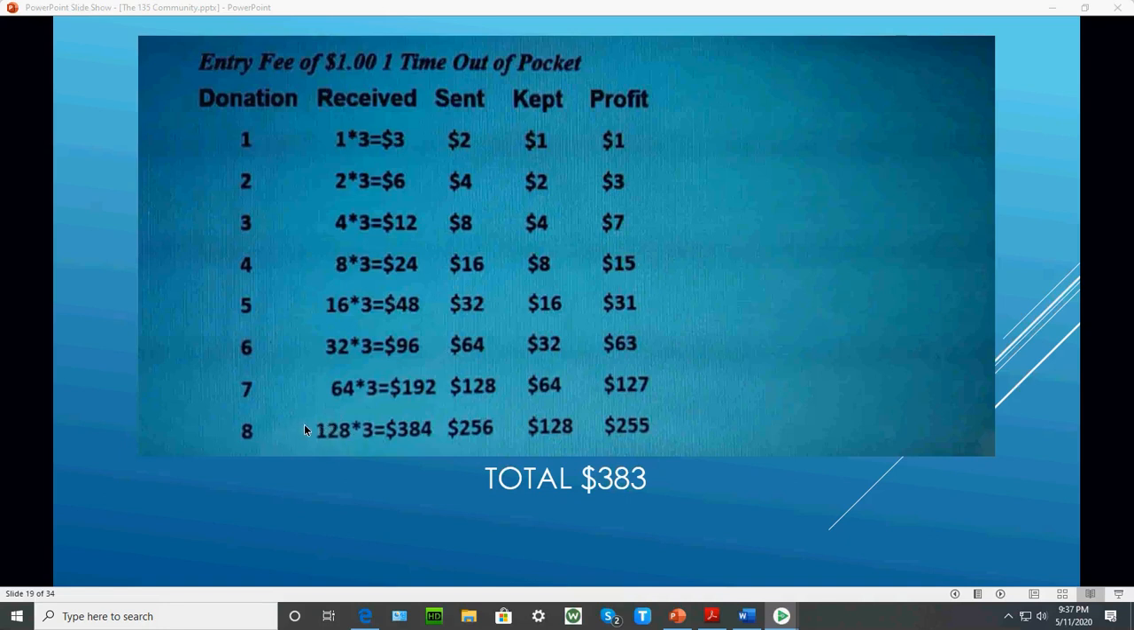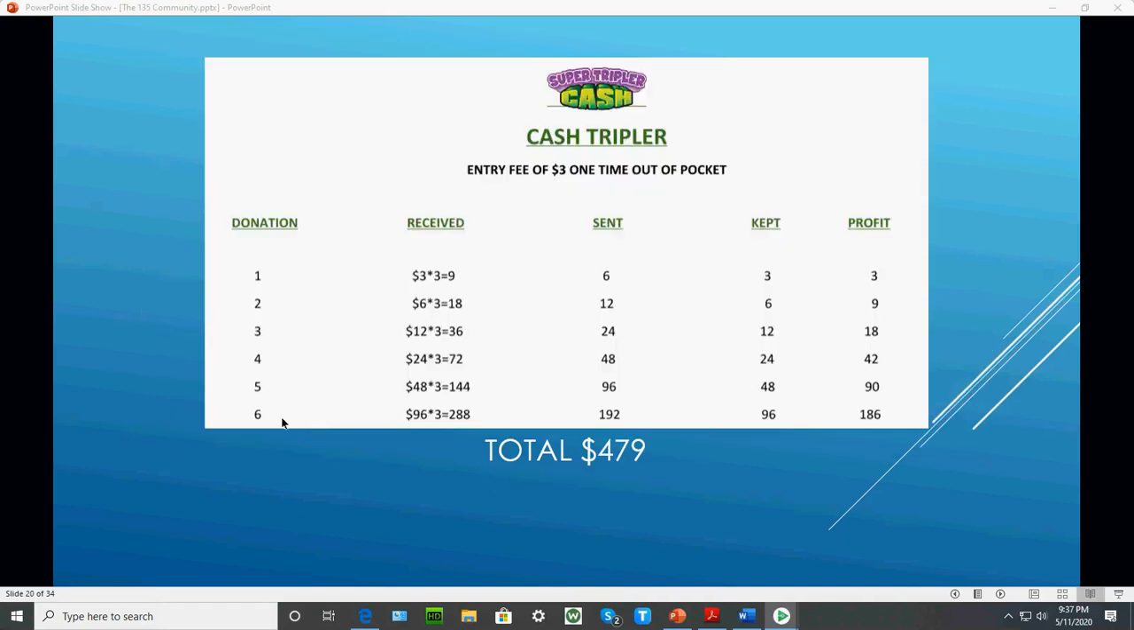The 8th donation day in the $1 process becomes the 6th donation day in the cash tripler. Now the 3 people are going to donate to you $96 in the cash tripler. That's $288. You're going to take $192 of that, donate it to your inviter. You keep $96 for yourself. That's $186 that you've accumulated just in the cash tripler, taking you up to $479 to this point.